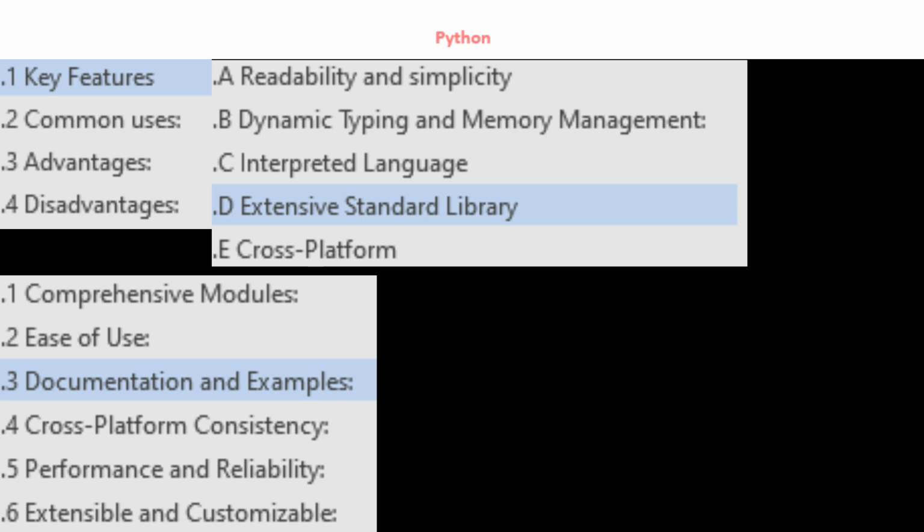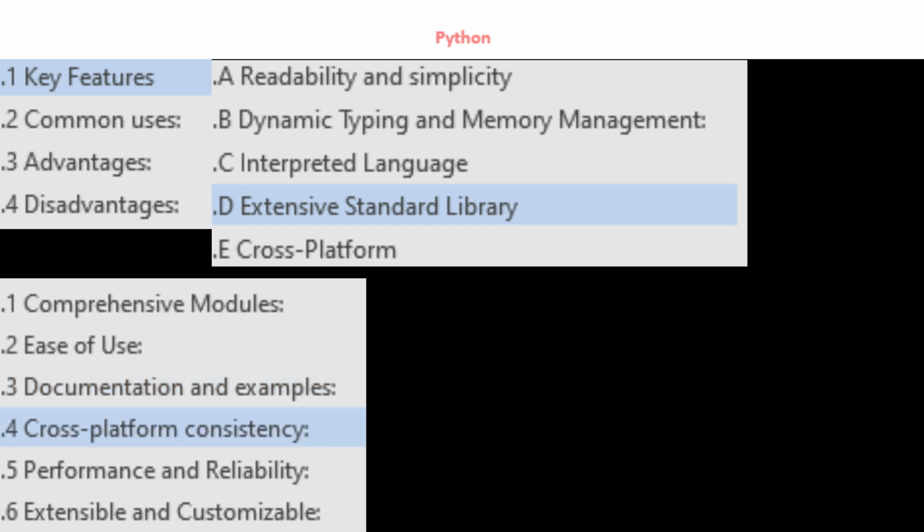Community examples and tutorials. The large Python community contributes additional tutorials, examples, and guides, enhancing the usability of the standard library. Example: websites like Real Python and Stack Overflow offer numerous tutorials and Q&A for using standard library modules.